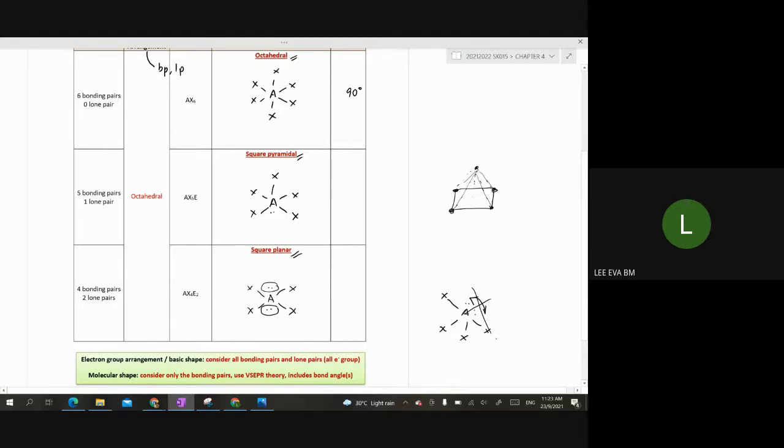Okay. Kalau untuk 5 electron group, kita ada 2 bond angle. So, lain cerita dia. Untuk octahedral, 6 electron group, you only got 1 bond angle, 90 degree. So, you have to locate them up and down. That is the ideal position.